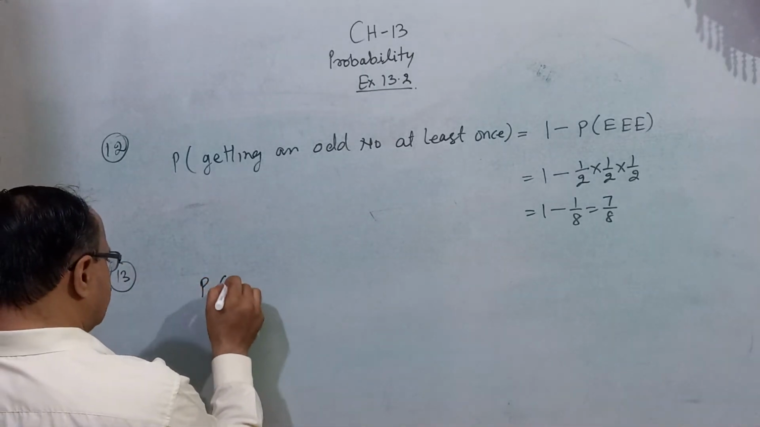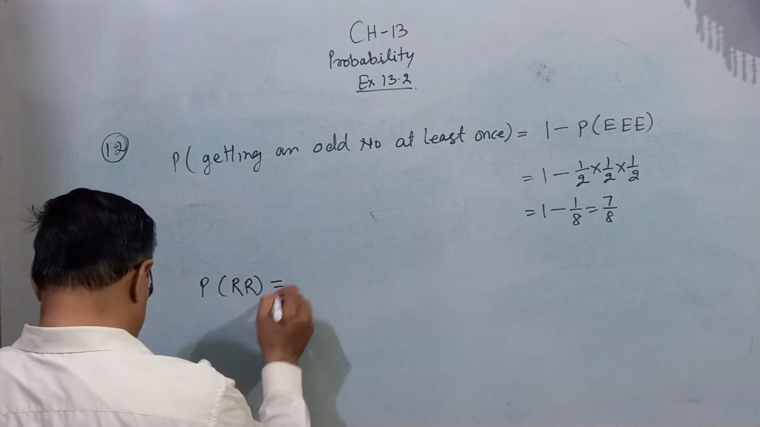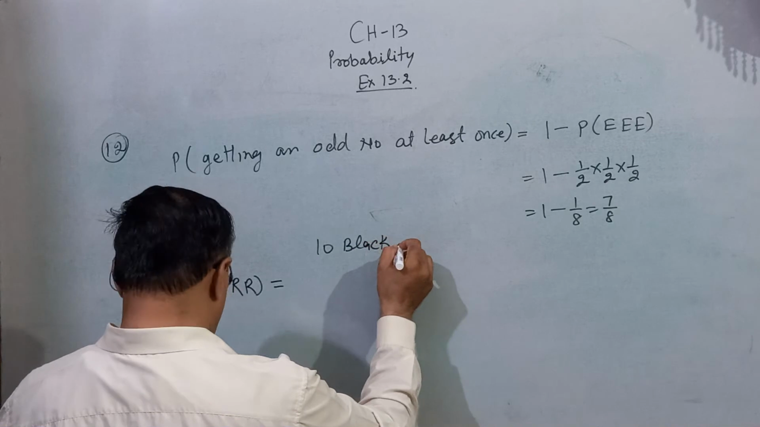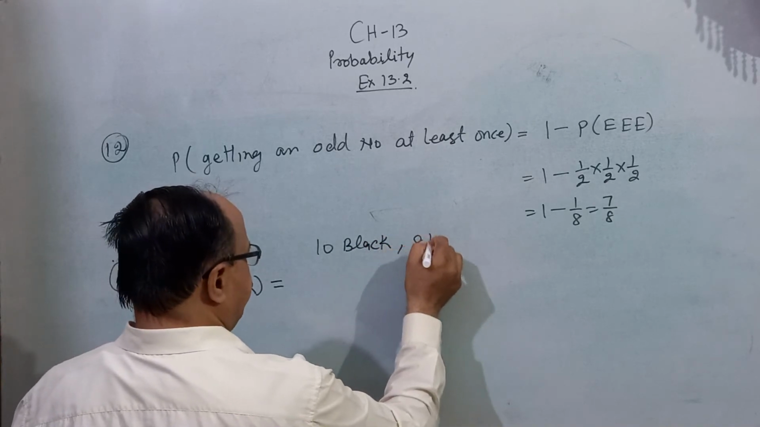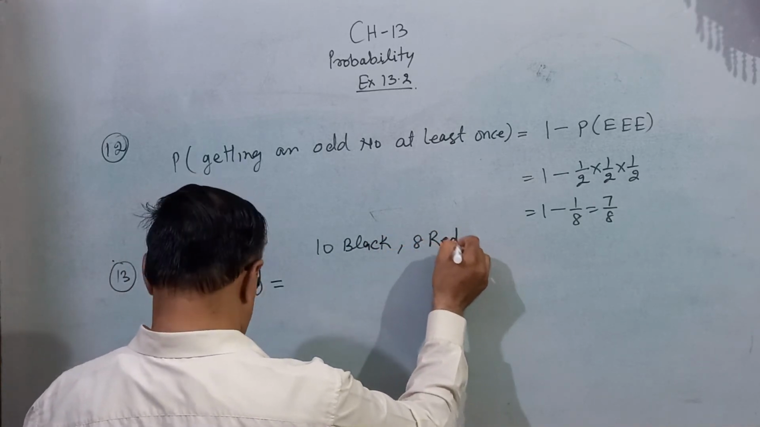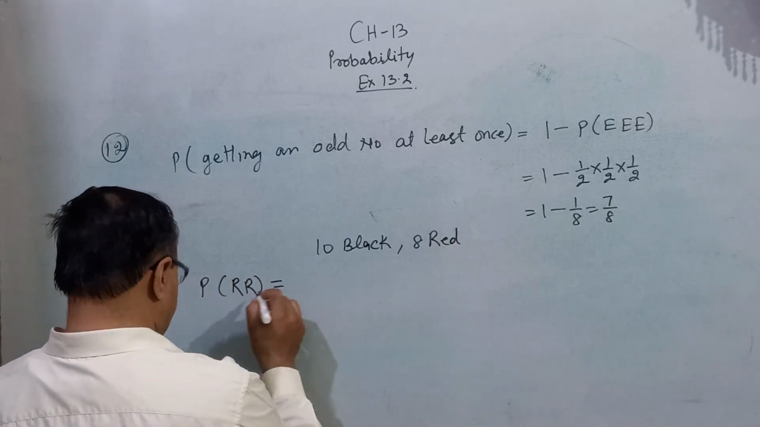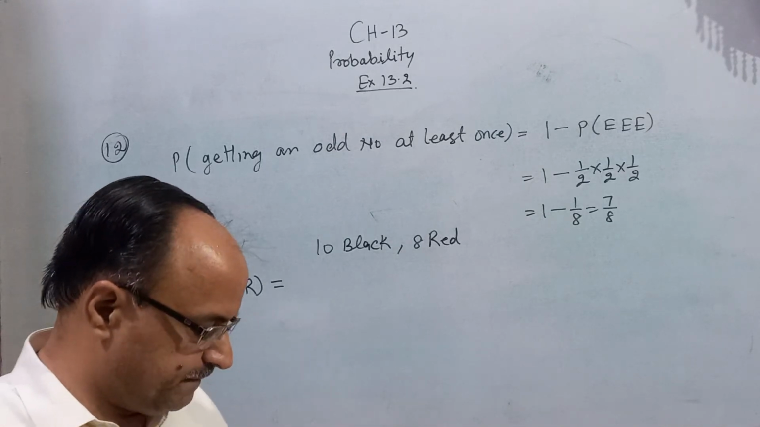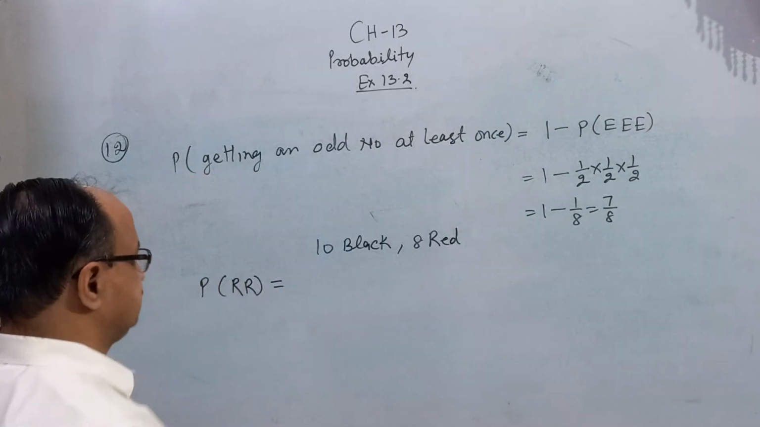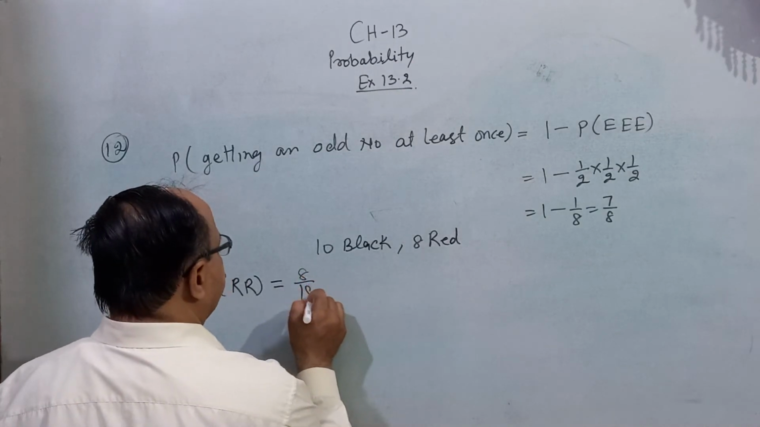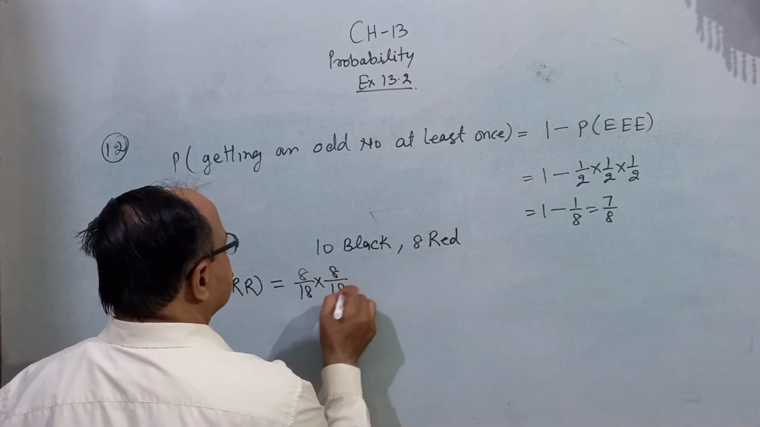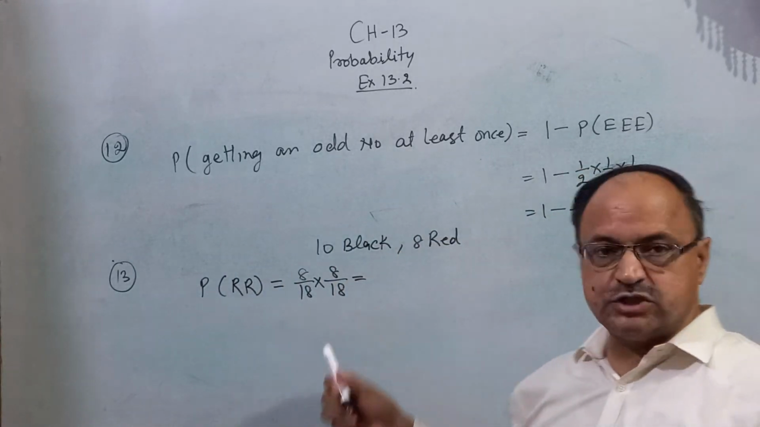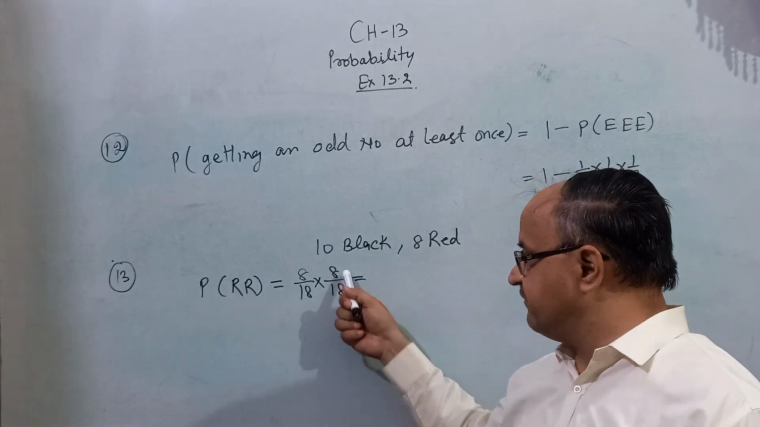Question number 13. Find the probability of both red balls. In this question, 10 black balls and 8 red balls are given, and we find both red balls. It is the case of with replacement. Therefore, you can say 8 by 18 and 8 by 18. Suppose it is the case of without replacement, then you can write here 7 by 17.